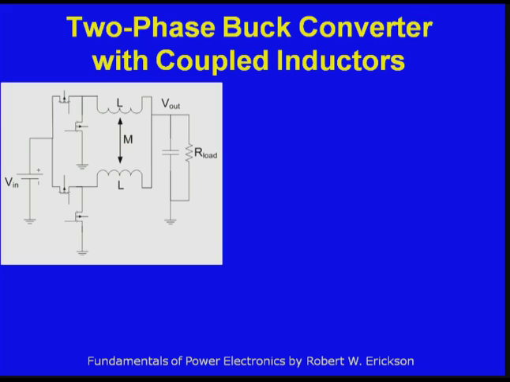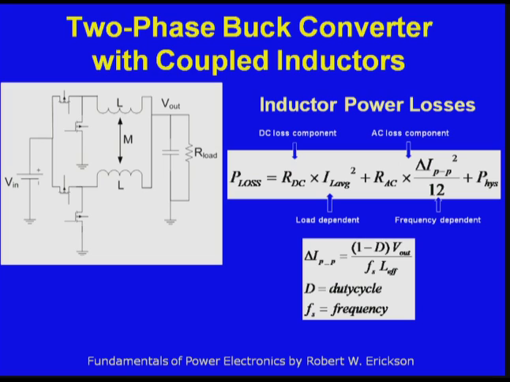Oftentimes these days, you'll see multi-phase buck converters. I've drawn one here that's only two-phase, so now you have two inductors with a mutual coupling between them to worry about. The losses associated with this kind of circuit come from the switching losses of the transistors, as well as losses from the inductors. The inductor loss is only one component of the total loss, but it makes up a substantial fraction, say about one third of the losses, generally speaking.